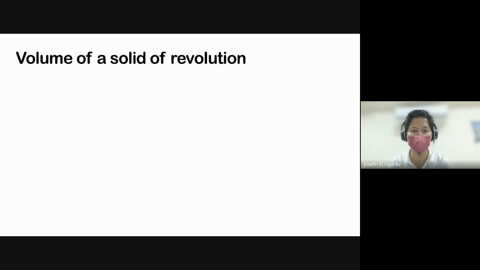Hello? Wala naman akong kausap. Hello po. Naintindihan po ba yung sinabi ko about sa solid of revolution?